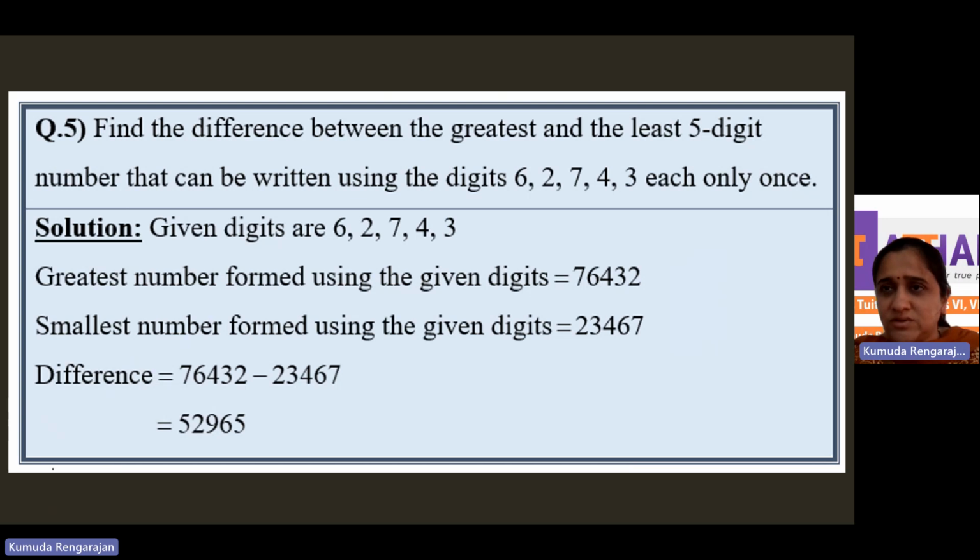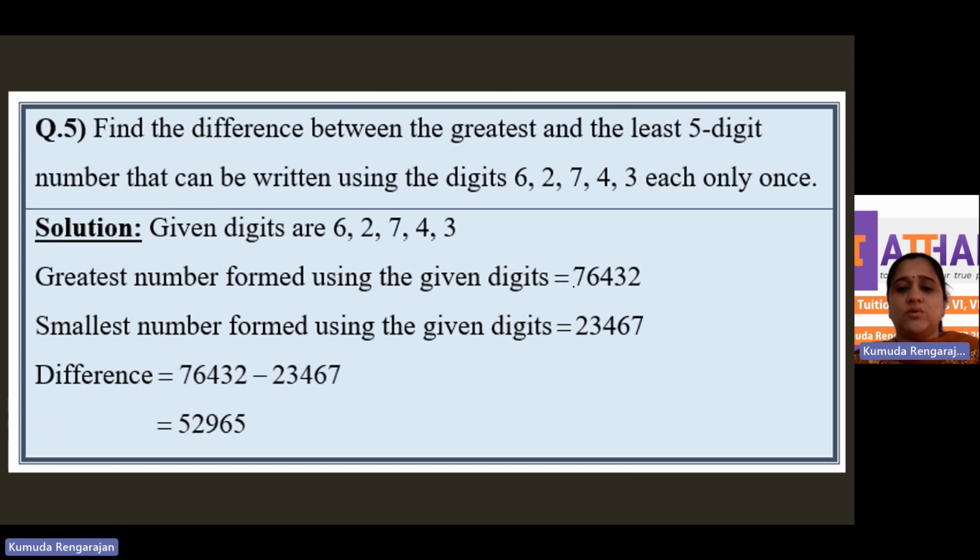Find the difference means we need to subtract between the greatest and the least five-digit number. As soon as you read this, you should not write the greatest and the least five-digit number. The greatest five-digit number is 99,999 and the least five-digit number is 10,000. We should not write that. It is the greatest and least five-digit number that can be written using these digits, and you should use each digit only once.